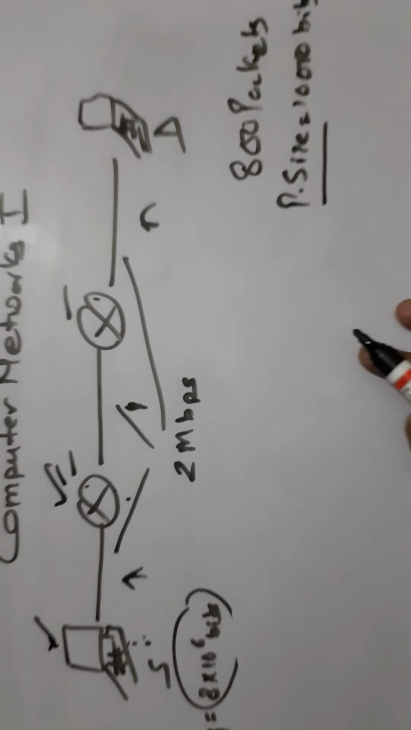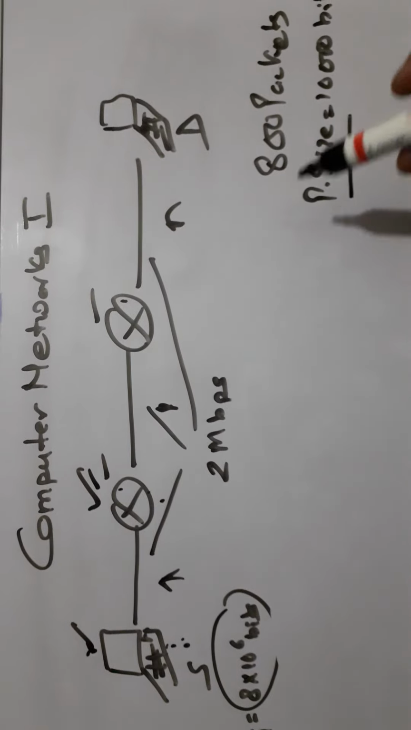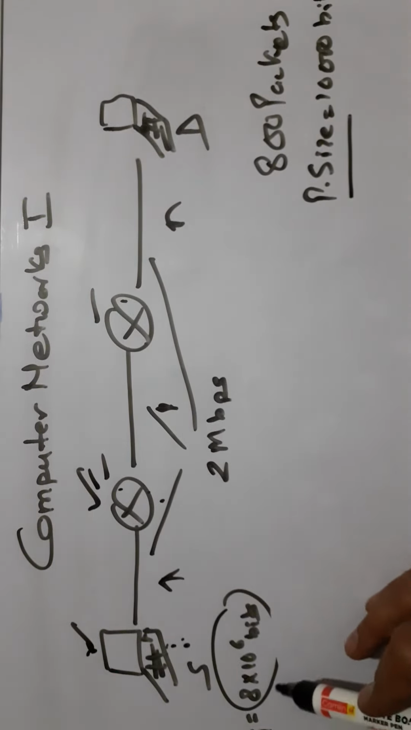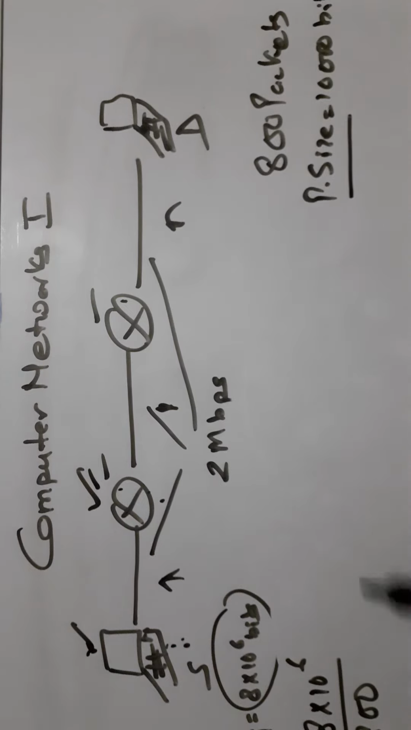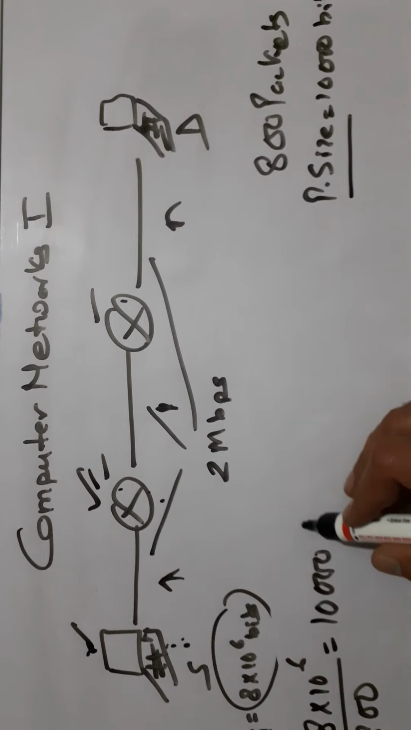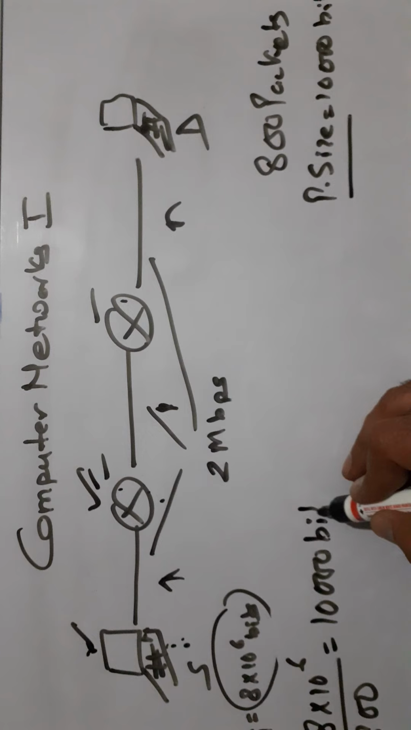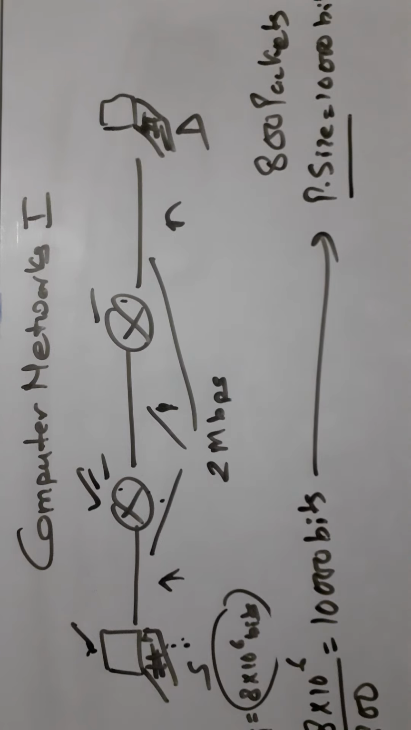Okay, let's understand the concept of this question. Now, first of all, when you divide this complete message, 8 into 10 to the power 6, by 800, then the packet size would come out 10,000 bits. So packet size is this.